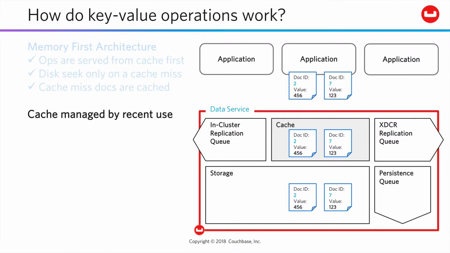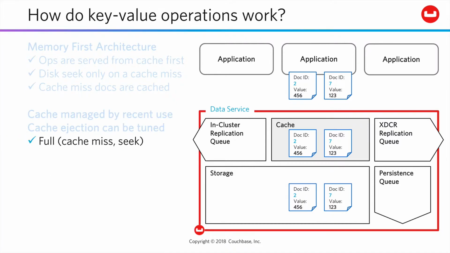The cache is managed based on most recent document use, and cache ejection can be tuned for either full ejection, which means a subsequent cache miss requires a disk seek, or value-only ejection, which leaves keys in cache and only ejects the corresponding value. Which approach is best depends on your key size, data volume, application demands, and similar factors.